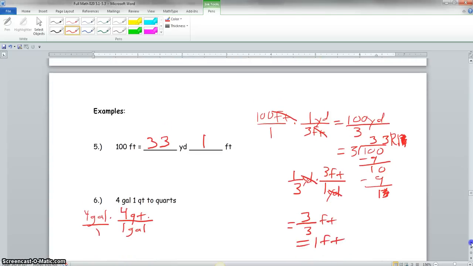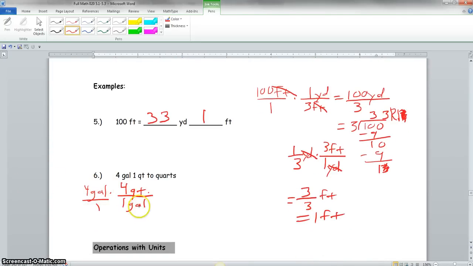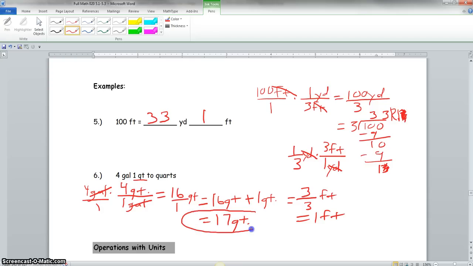So now we have 4 gallons times 4 quarts over 1 gallon. So the gallons will simplify out, and we know 4 times 4 is 16, and that'll be 16 over 1 quarts. 16 over 1, we know is 16. So it'll be 16 quarts plus the 1 quart we had here. And that will give us 17 quarts. And that will be your final answer there.